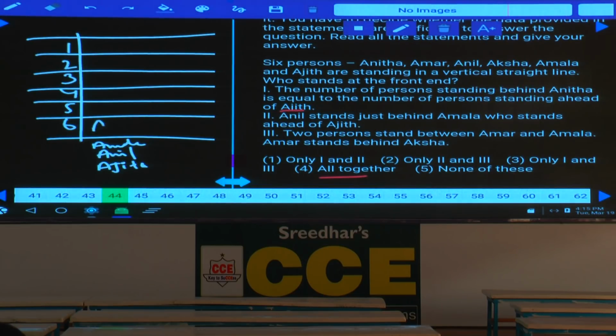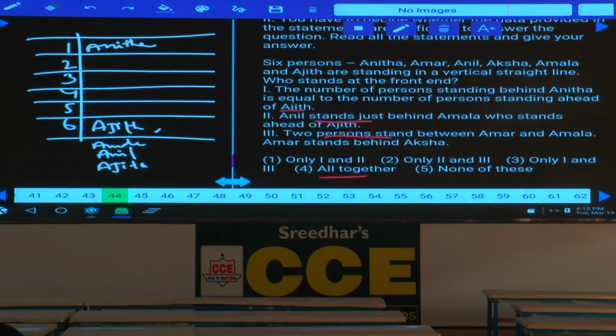If Ajit is here, then according to the first statement, Anita must be at this place, isn't it? If Ajit is at the 6th place, Anita will be at the 1st place. Then Anil stands just behind Amala. Now two persons between Amar and Amala. Amar and Amala, how many persons should be there? There must be two persons.